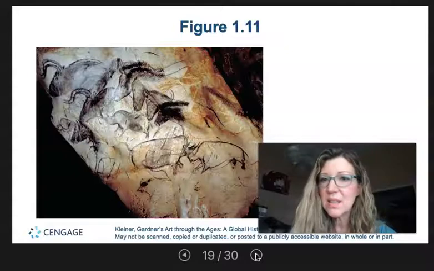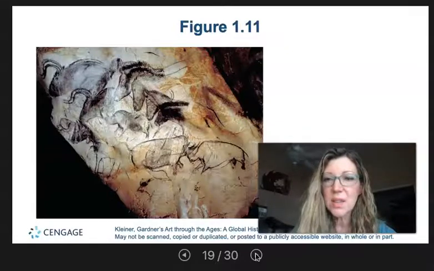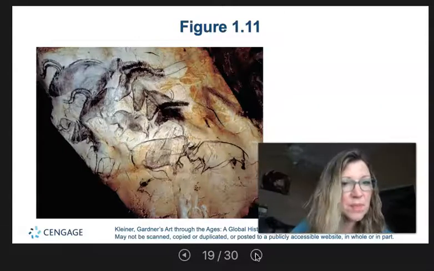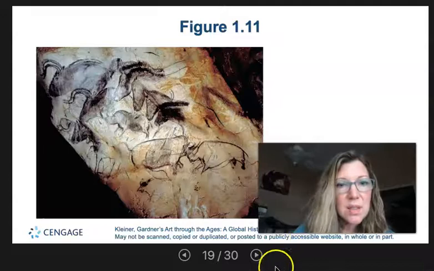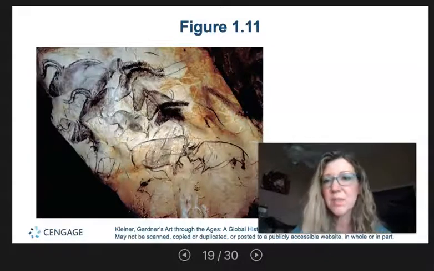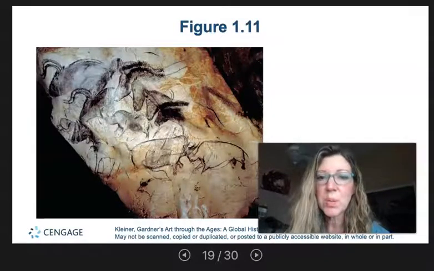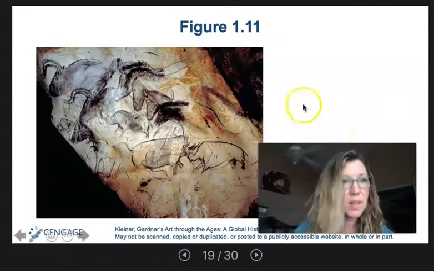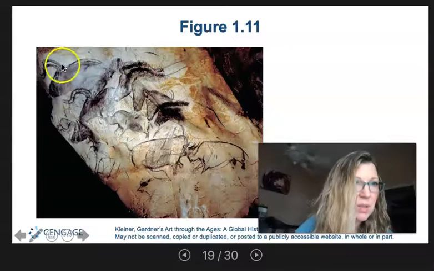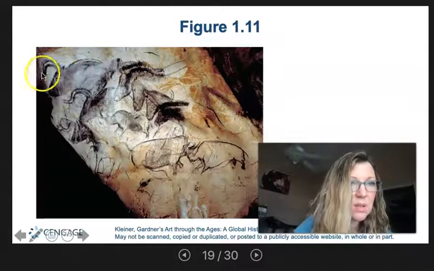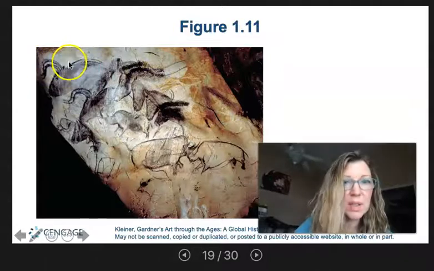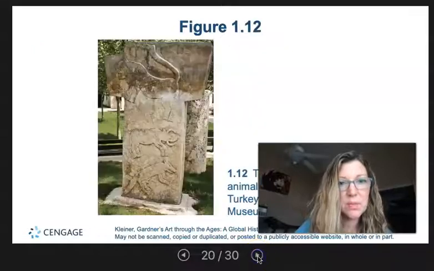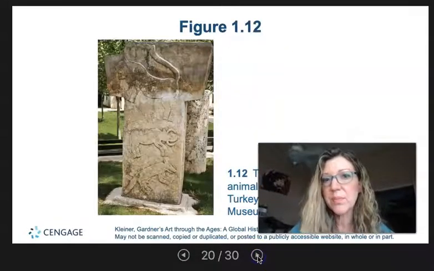Göbekli. Notice that the artist is not using a twisted perspective. Sorry, this is Chauvet. The horns are represented not as side by side, but as one behind the other in a more realistic fashion. So notice the horns. So this artist really had it figured out. Not twisted perspective. And here's Göbekli.